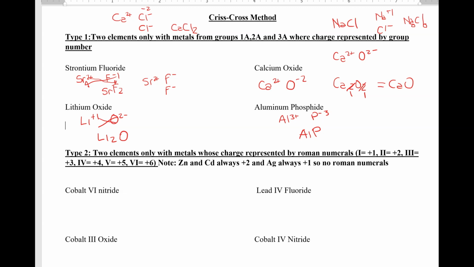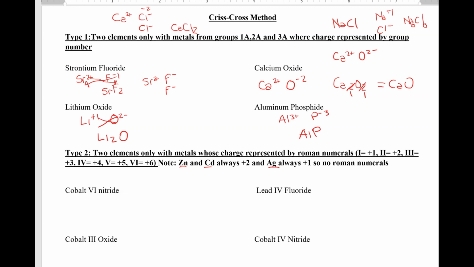Okay, what about type 2? Type 2 elements are only metals whose charge is represented by a Roman numeral. So these are metals, except for Zn and Cd and Ag, which are not in group 1A, 2A, and 3A, that have multiple charges. So if it's any of these three, or members of 1, 2, and 3A, you know the charge. There's nothing cute you have to do. You just sit there, crisscross the charge based on the periodic table when you're done. For these other ones, they're going to have to tell you the charge. And the way they can tell you the charge is Roman numerals.